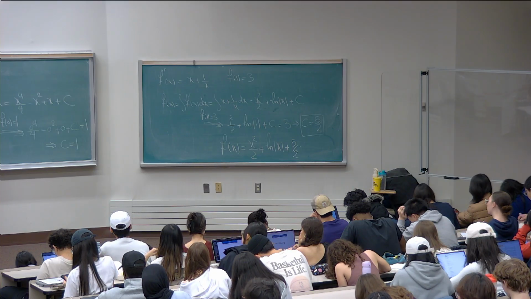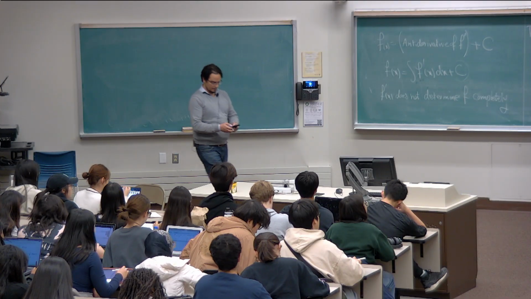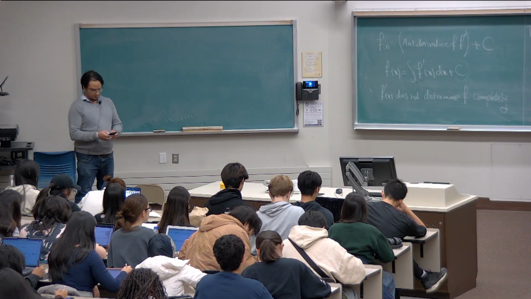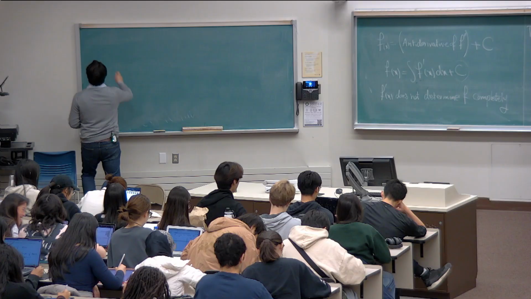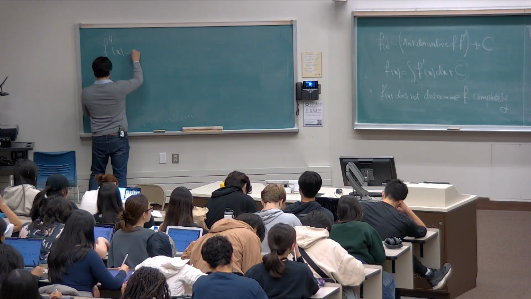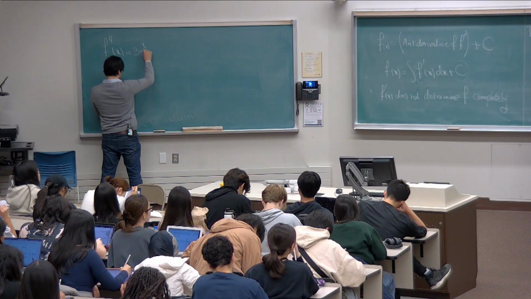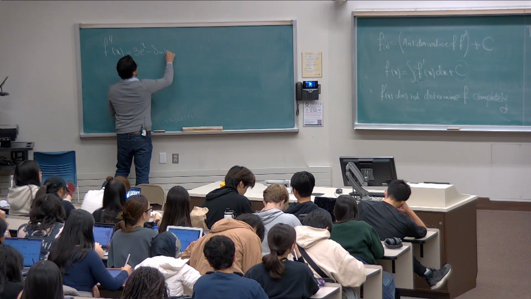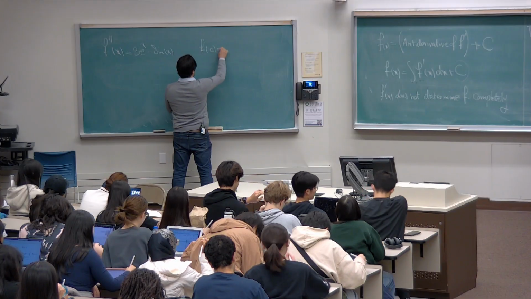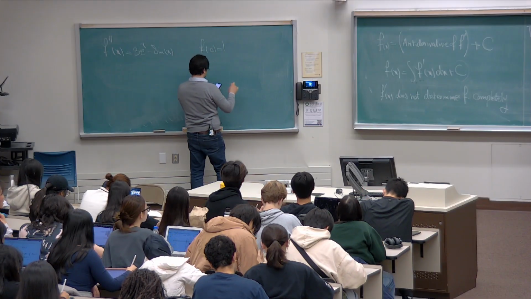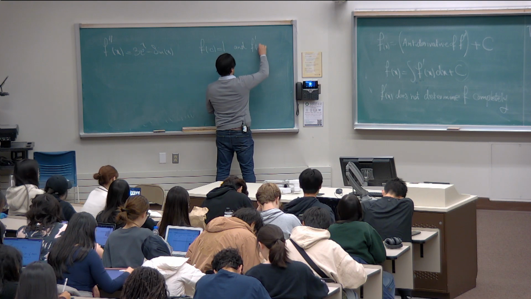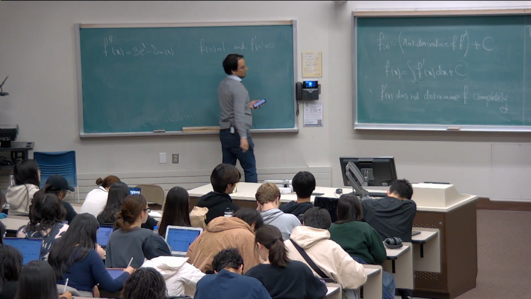Any questions, any comments here? How about this one? Find f if f double prime of x is given by 3e to the power x minus sine x. And here, I'm given that f at 0 is 1, and f prime at 0 is 0.